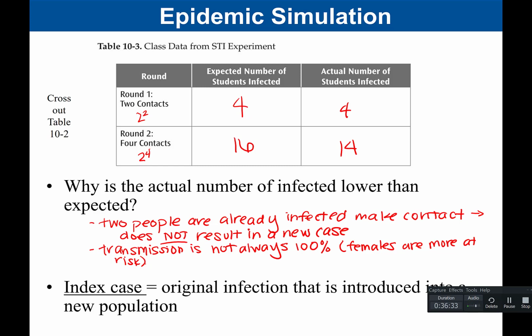Another reason that the expected and the actual can be different could be that some people are resistant to disease.